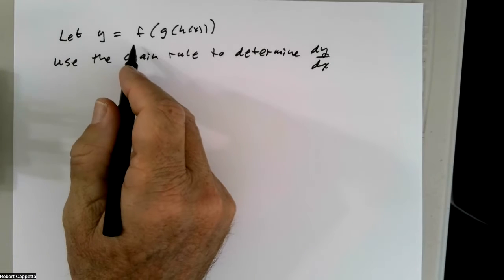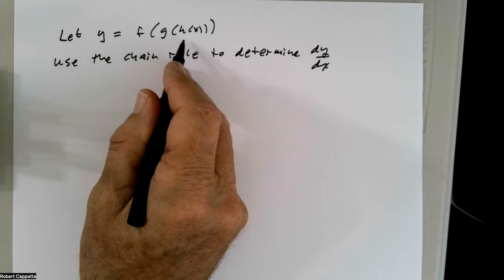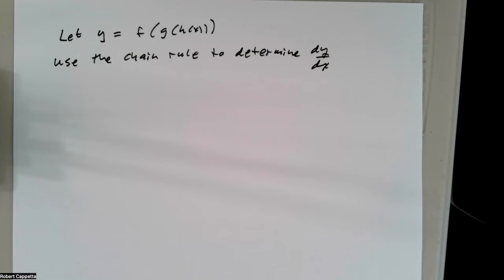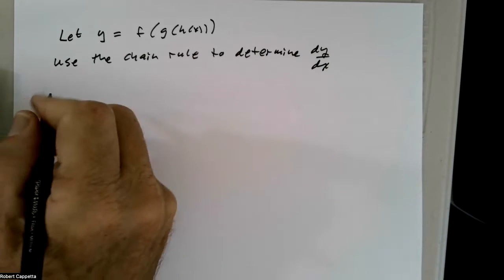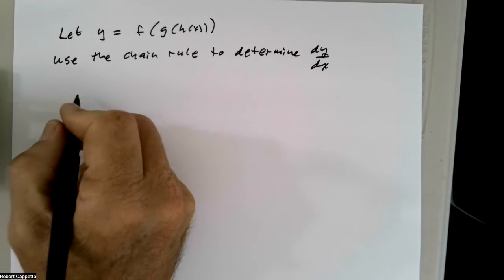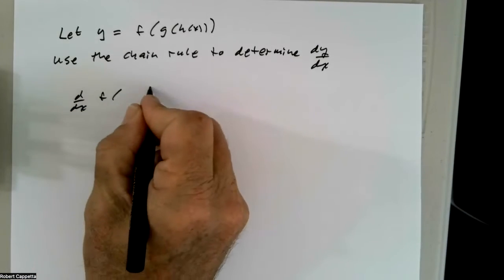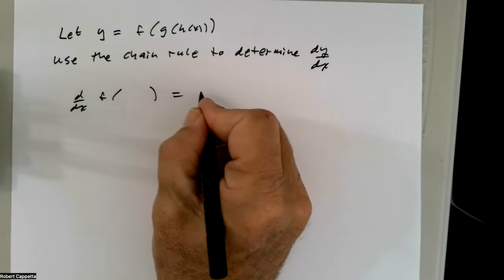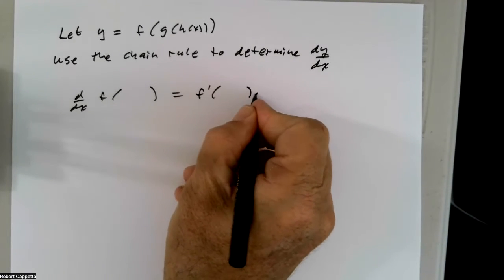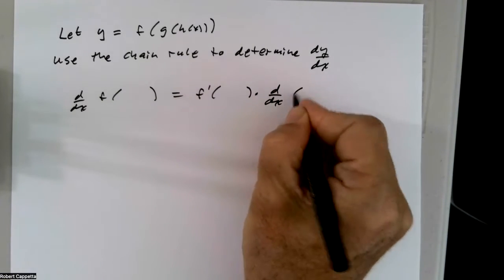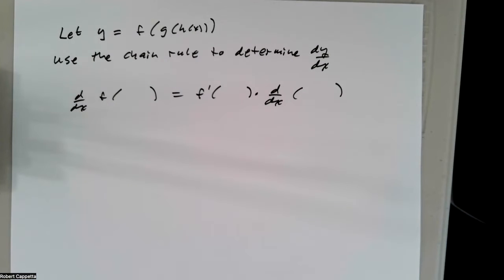So here we have y is f of g of h of x. We want to determine dy/dx. So let's remind ourselves, what is the derivative with respect to x of f of something? That is f prime of the something times the derivative of the something. That's going to be our key idea here to actually evaluate this. That is a version of the chain rule.